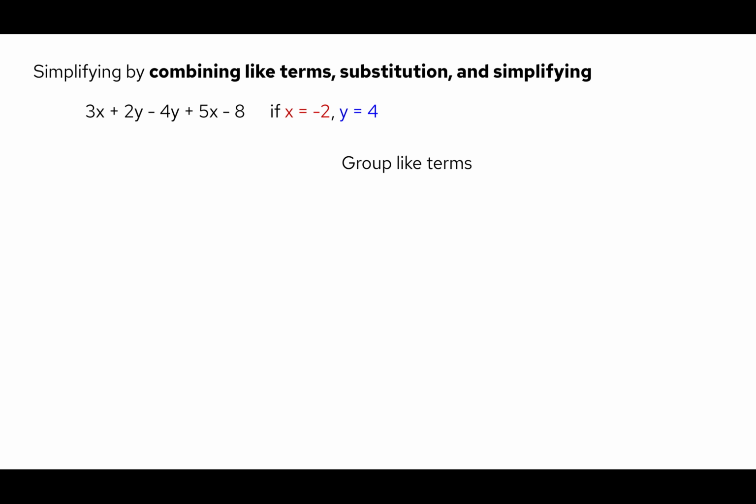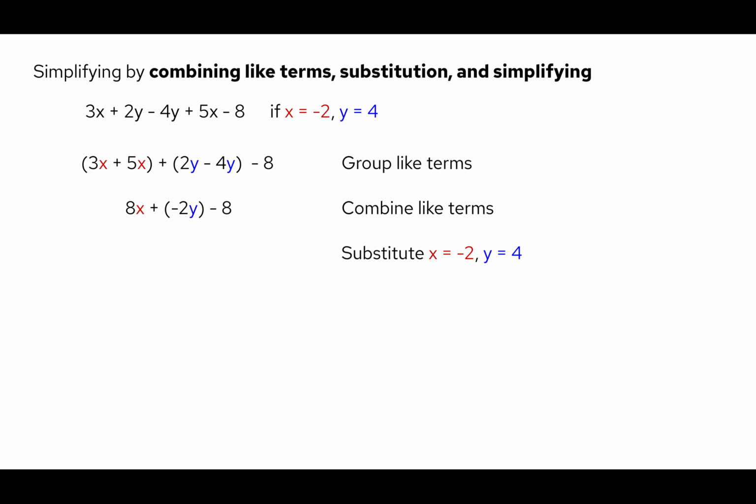The first thing we want to do is group our like terms. So you notice that we have an x here, y here, and y here. So we want to put our x's together and our y's together. So I have 3x plus the 5x. I have the 2y minus the 4y, and then I have my constant, minus 8. Now we're going to combine our like terms. So if I have 3x plus 5x, I would have 8x. And 2y minus 4y is a negative 2y minus 8.